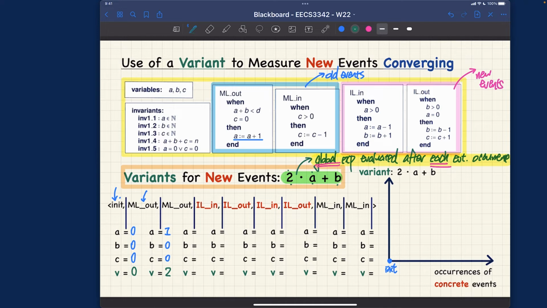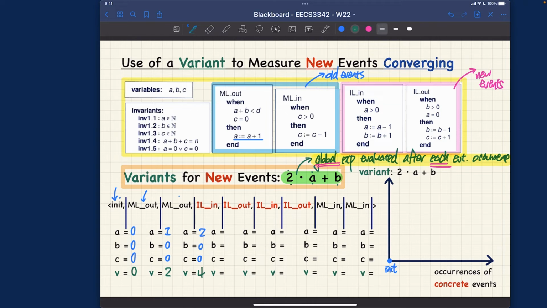Right, let's do one more, and then we can plot both points at the same time. What about ML out again? In that case, it's going to increment the value of A further from 1 to 2, and 0 and 0. Right? In that case, what will be the variance value? It will be 2 times 2, so that'll be 4 plus B, which is still 0. So that's 4. So we got this, right?